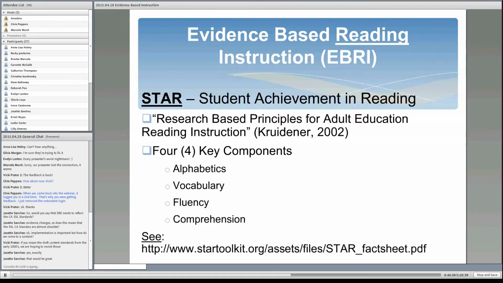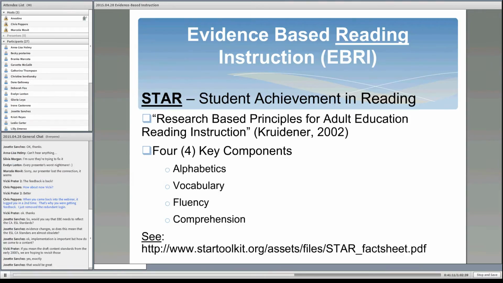And now let's look at EBRI, evidence-based reading instruction. And STAR is one of those hallmark projects or programs that focus on reading achievement in adult education. Before these works, there were two other efforts in adult education, one of which was derived from what is known as the Kruidenier report. So before the previous works that I mentioned, there was the Kruidenier report of 2002.